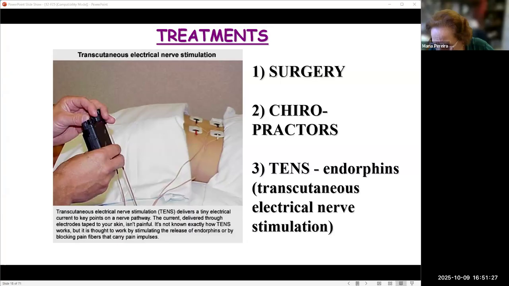So can TENS be used for other conditions like endometriosis? Well, it's not used to prevent pain for other conditions, mostly for those involving articulations and muscle pain and so on. So I'm not familiar with this, sorry.